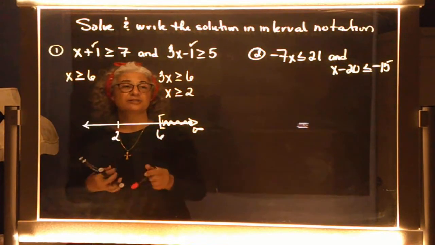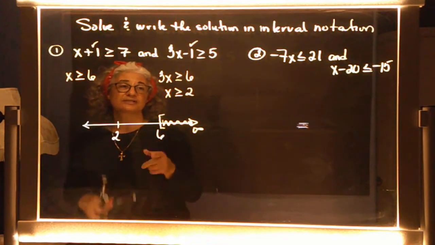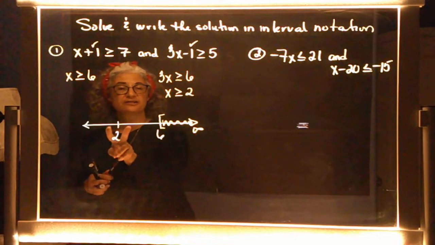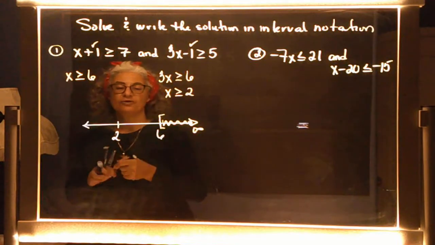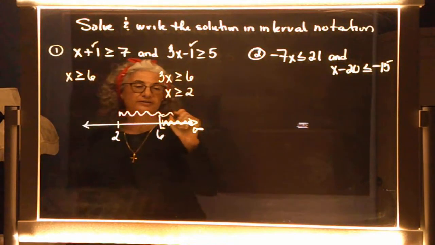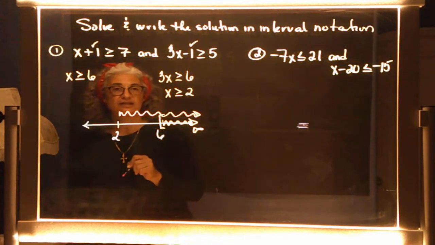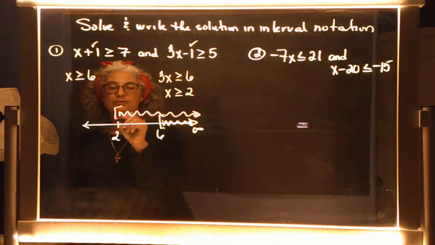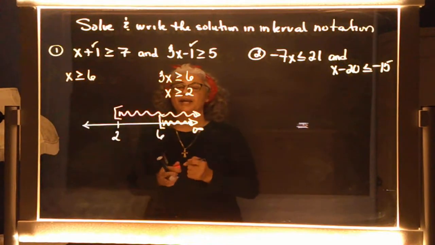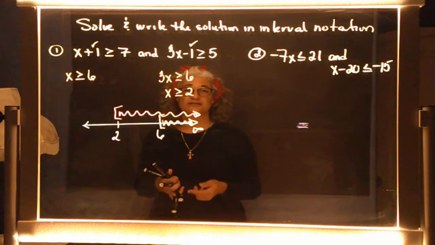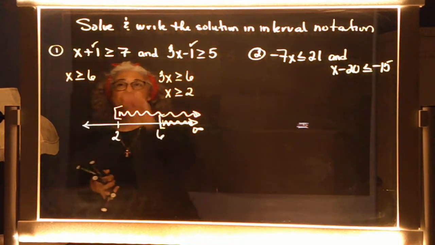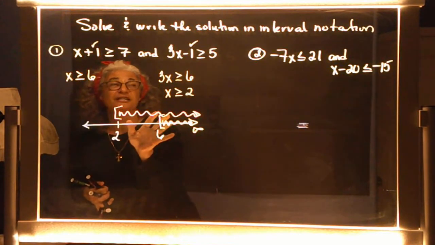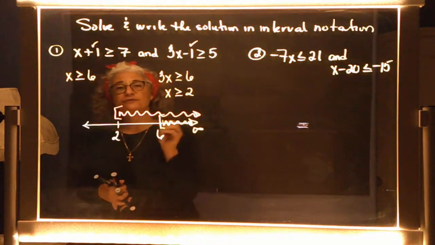Now, let's look at the other solution. The other solution said x is greater than or equal to 2. So, which side of the 2? Good, over to the right, so I want all these numbers over here all the way out to infinity. And on the 2, also a bracket because it said equal to. Now, here's the deal. I solved the first inequality, I solved the second inequality, I even graphed, and I'm ready to write the interval notation.